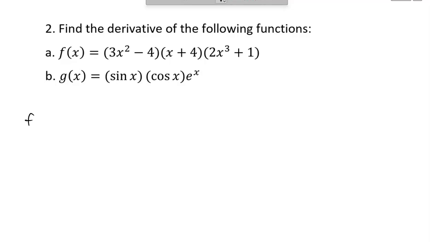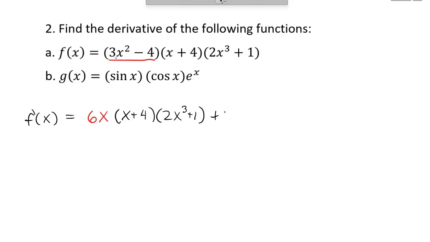All right, hopefully you have paused because we are now going to do f prime of x. So first things first, I'm going to go ahead and take the derivative of that left term. So that is going to be 6x minus 0 technically. And then I'm going to rewrite the rest of them. So that's just going to be x plus 4 and then 2x cubed plus 1. All right, first one done.